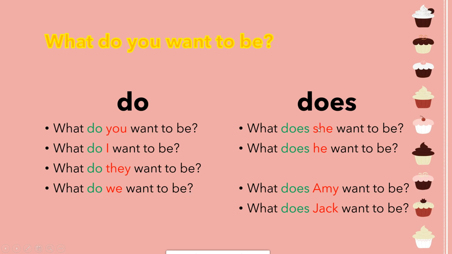Now with does, we use she and he. Also, we use names of people, all right? Like this, what does she want to be? What does he want to be? What does Amy want to be? What does Jack want to be? All right?